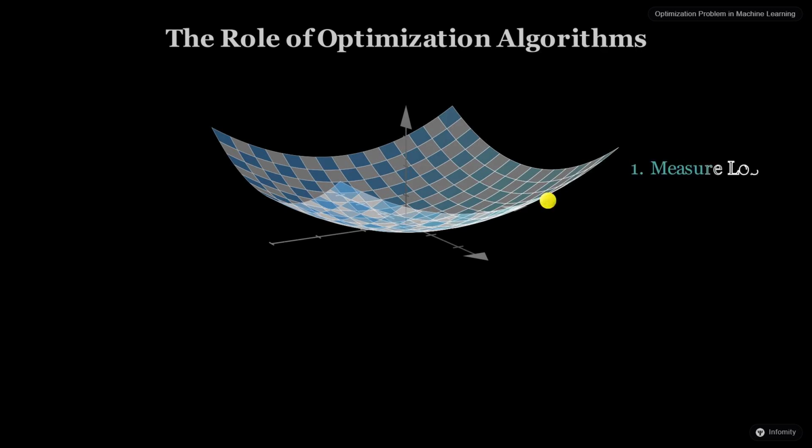First, we start with an initial guess for our parameters. Second, we measure the model's loss with these parameters. Third, based on that loss, we make a small adjustment to our parameters, aiming to reduce the loss. Finally, we repeat this cycle thousands or even millions of times, gradually moving closer to the minimum loss with each step. This repeated refinement is how models learn.